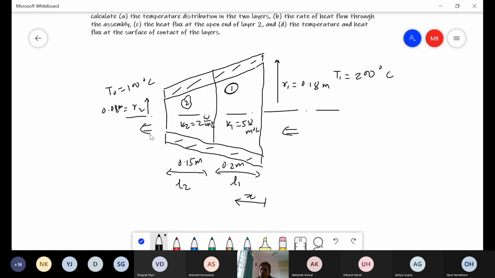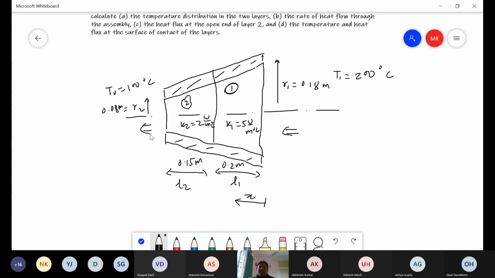Yes, sir. Now what is asked in the problem is you have to find the temperature distribution in both the layers of this cone, along the axial direction. Remember, whenever we have seen such cases, the heat transfer was taking place in a radial direction, be it a cylindrical geometry or a spherical geometry. Here the heat transfer is taking place in the axial direction. That is the difference.